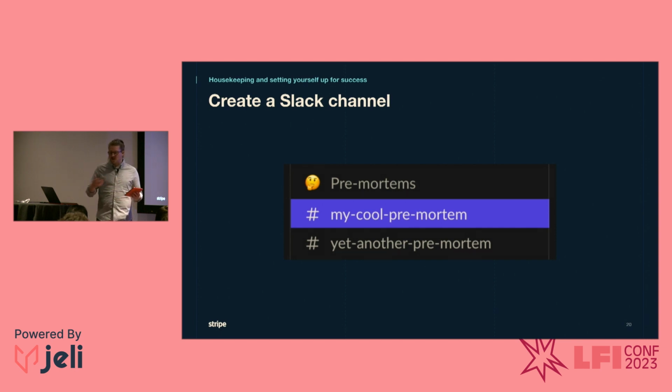Second, create a channel or room in whatever tool you use to communicate at work. We use Slack at Stripe, but any similar tool will work. We'll go ahead and make a channel for our pre-mortem. This will be basically our discussion board for the exercise during our meeting.